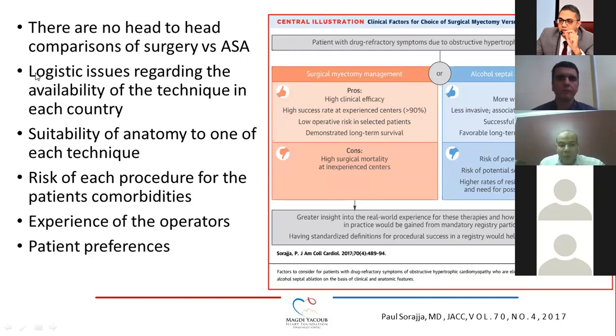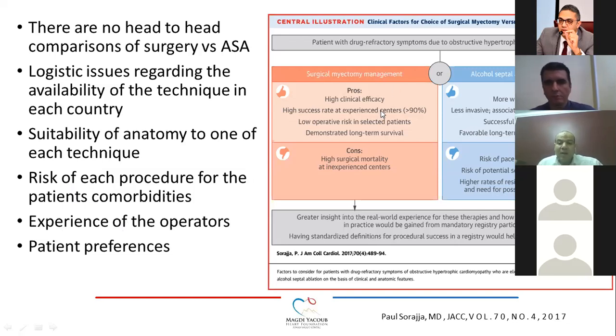There are certain logistic issues that affect the availability of each technique in each country. Some countries have the alcohol septal ablation option, some do not, so this will affect our decision. Also, the suitability of the anatomy to each technique. As we just said in mitral regurgitation, if it is anterior directed, or if there is severe mitral regurgitation, or at least moderate, with a primary abnormality of the mitral valve, there is no option for alcohol septal ablation. Then the risk of each procedure for the patient's comorbidities: if the patient is high risk for surgery, there is no option of surgery. Experience of the operators is a very important point, and the patient preferences.